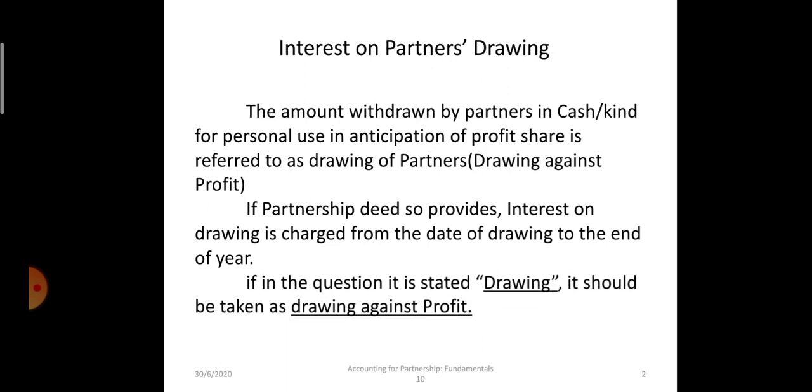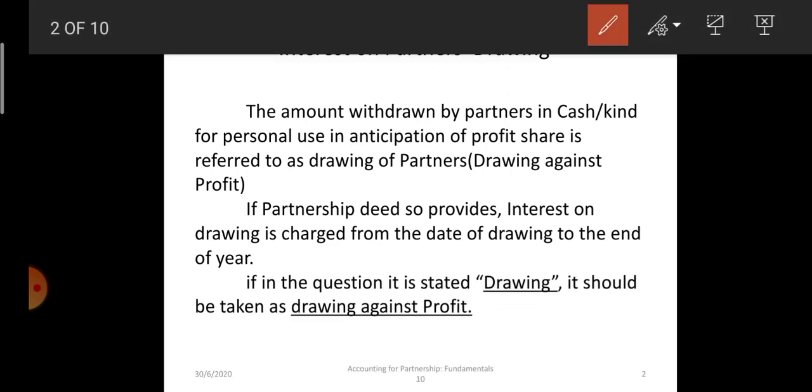Okay, last statement you see. If the question states drawing, it should be taken as drawing against profit. So on this drawing, interest on drawing will be calculated. If it is capital withdrawn or drawing against capital, then interest on drawing will not be calculated. On that, interest on capital will be calculated less.